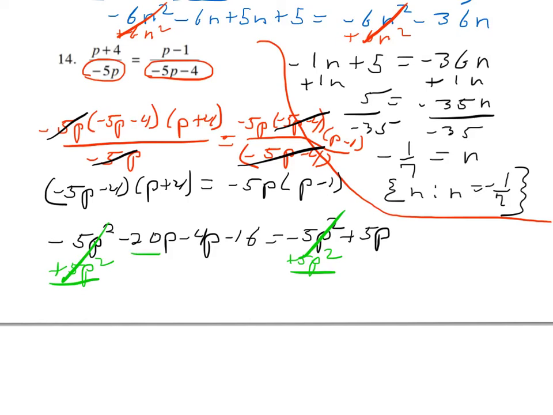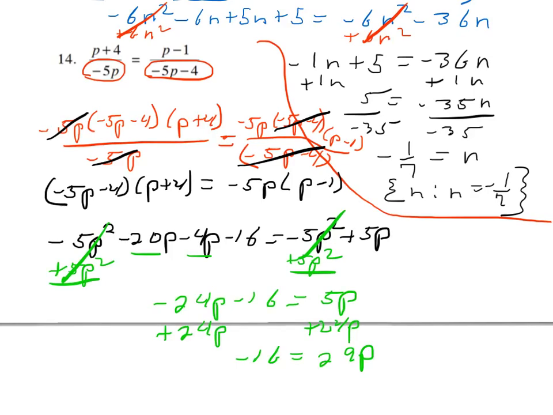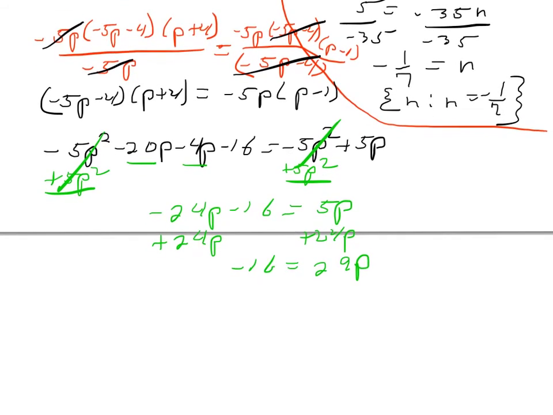So let's see, we can add these like terms together, so that gives us negative 24p minus 16 equals a 5p. So let's see, I'm going to add this 24p to this side, and that will give us negative 16 equals 29p. Wow, that's getting pretty ugly there.